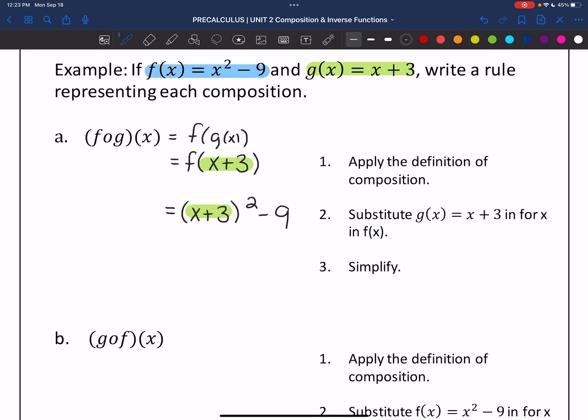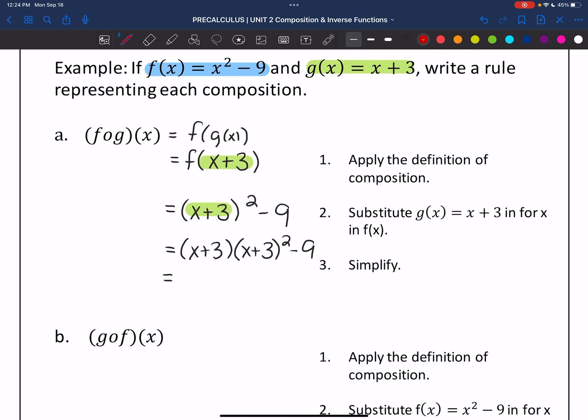That's our third step. To simplify, what are we going to need to do? Well, we're going to need to apply the fact that this binomial is squared. Make sure that when you have a binomial squared, you take it times itself. All right, this is our simplifying. Then we'll use distribution. We'll say x times x, which is x squared. x times 3, that's going to be plus 3x. And then plus another 3x. Then last of all, plus 9. And then don't forget, you still have that minus 9 out at the end.